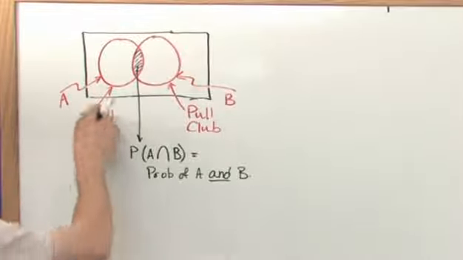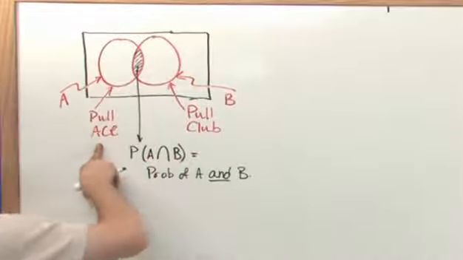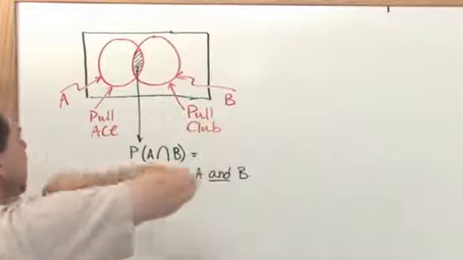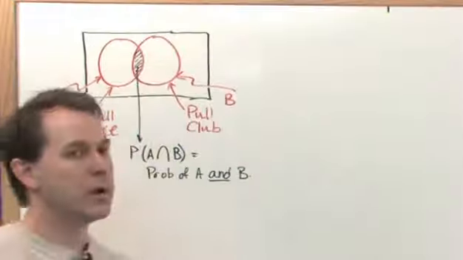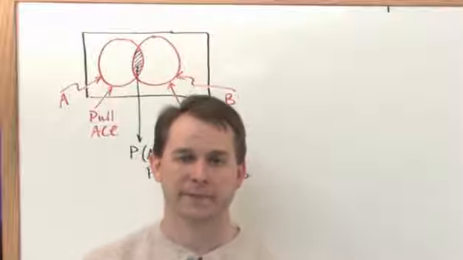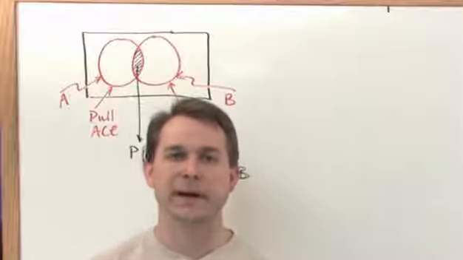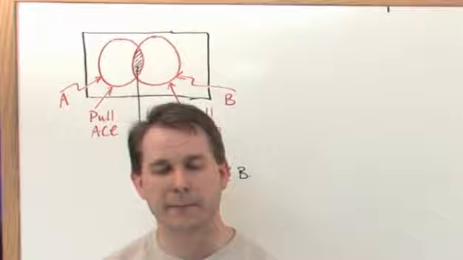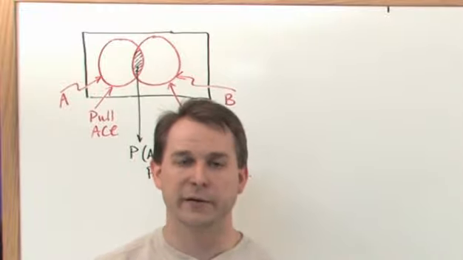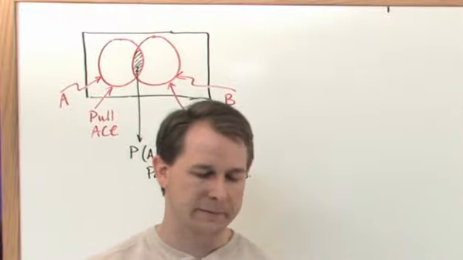So if I have an ace for this event, and another event would be just pulling a club, then the intersection of the two would be the ace of clubs. If both of them happen at the same time, that I pull an ace and I pull a club, the only way to do that is to get the ace of clubs. So it's possible for these two things to happen.